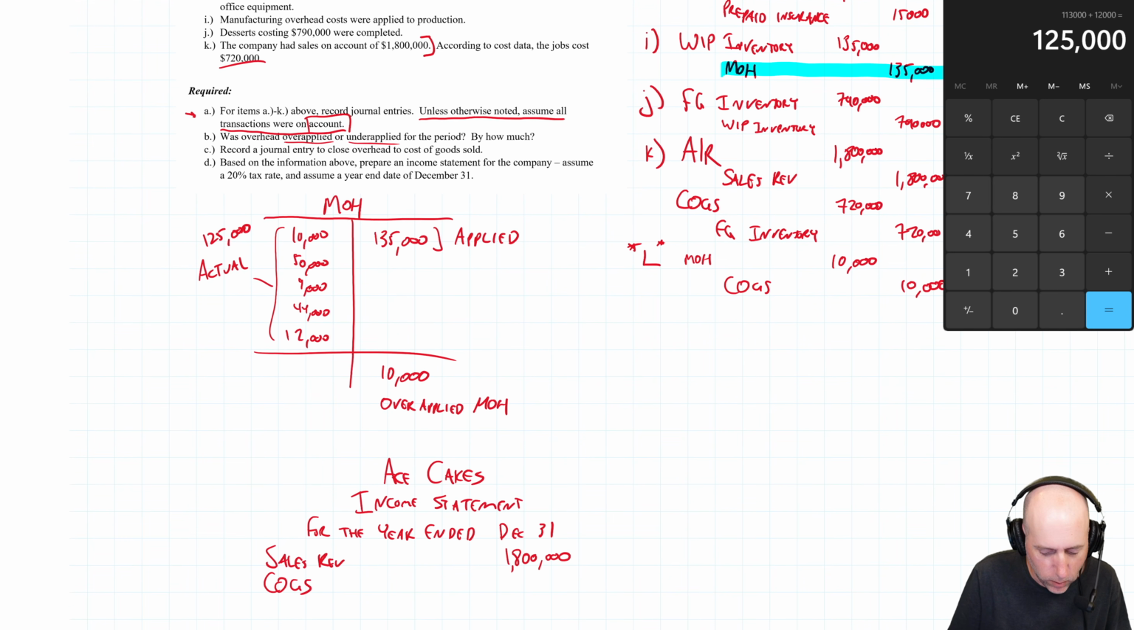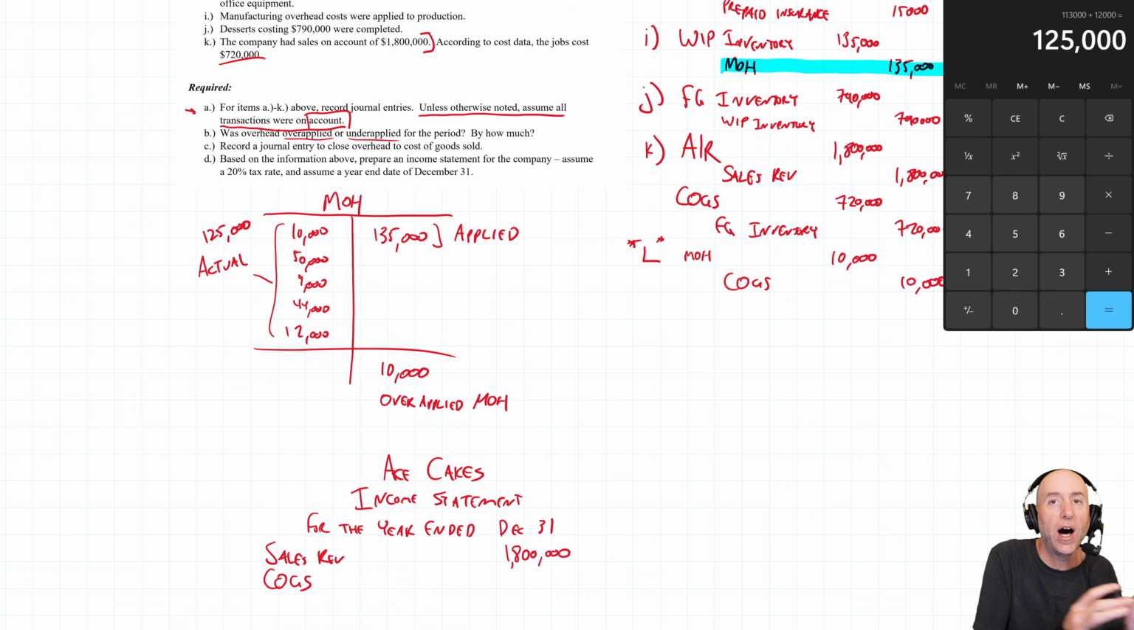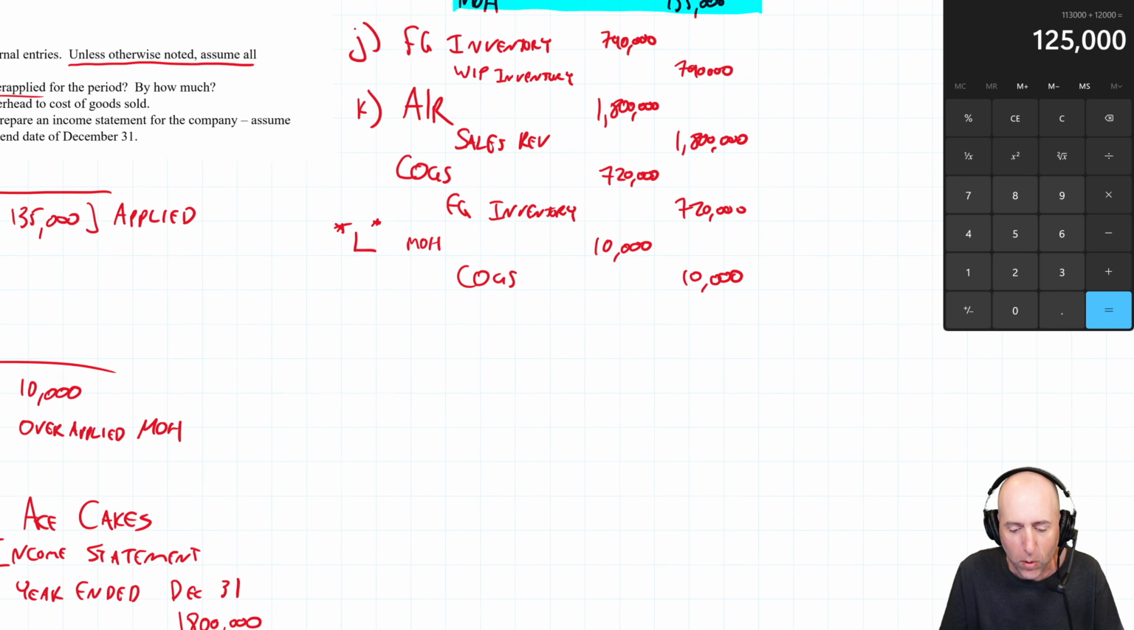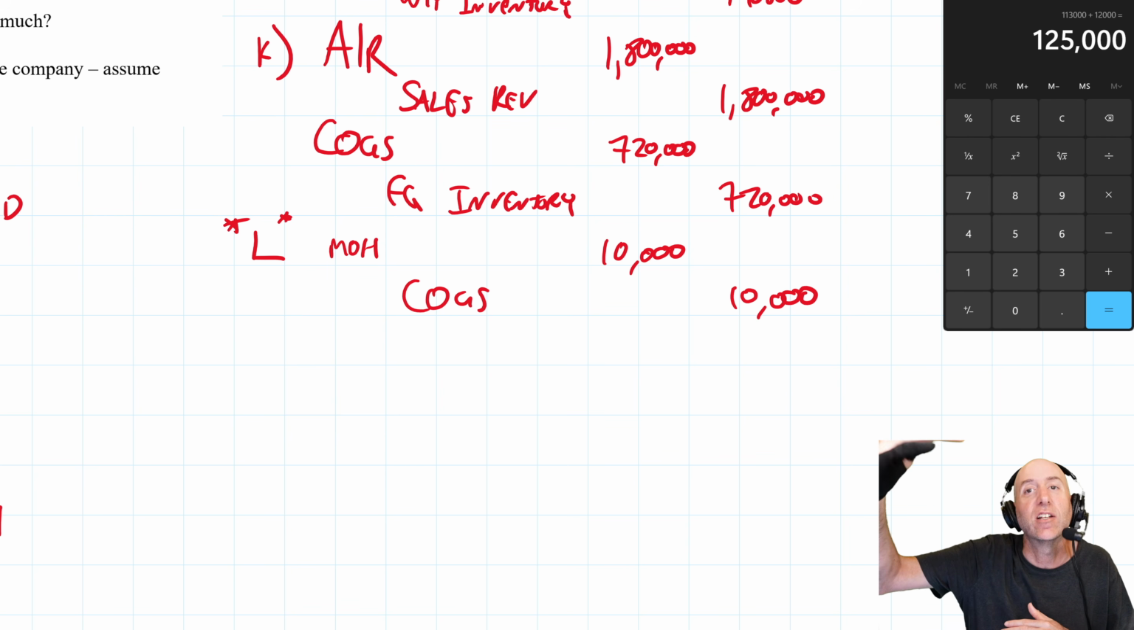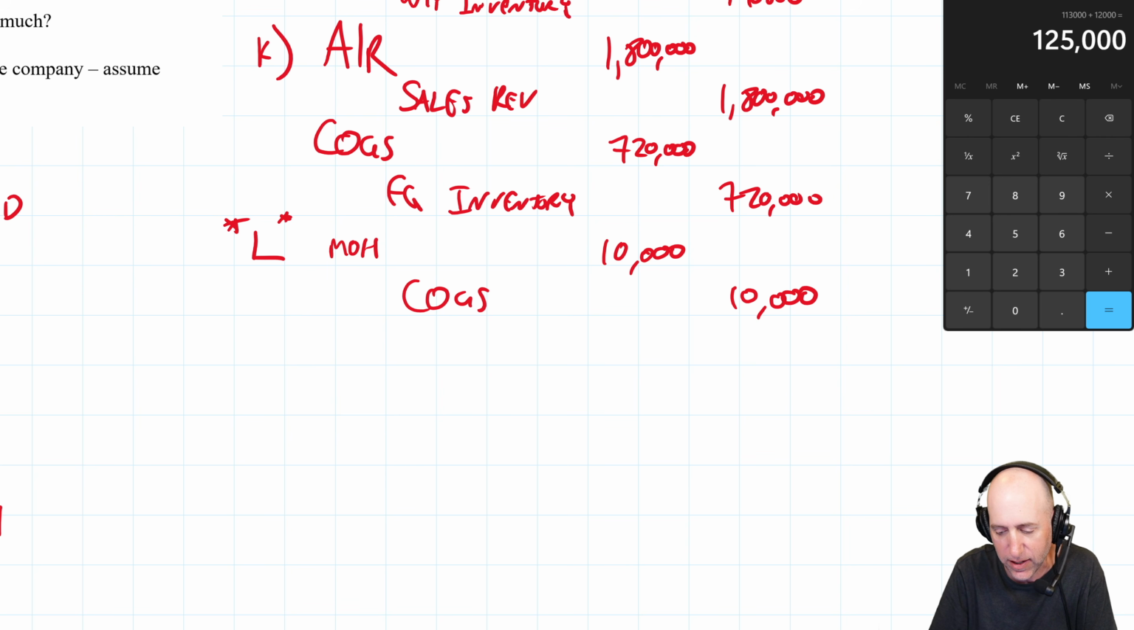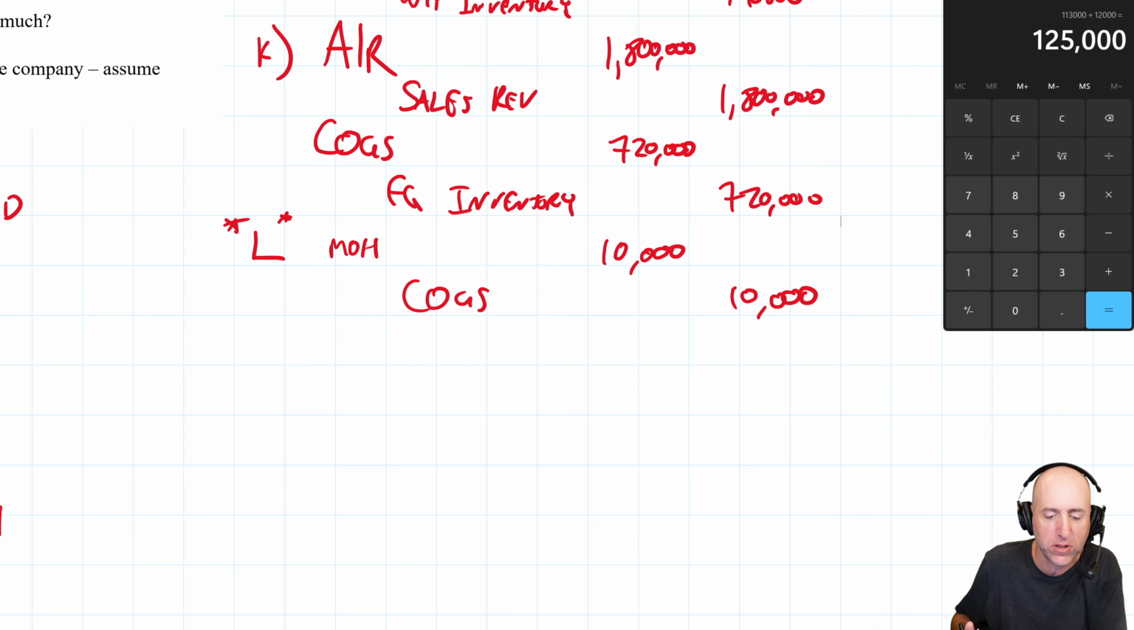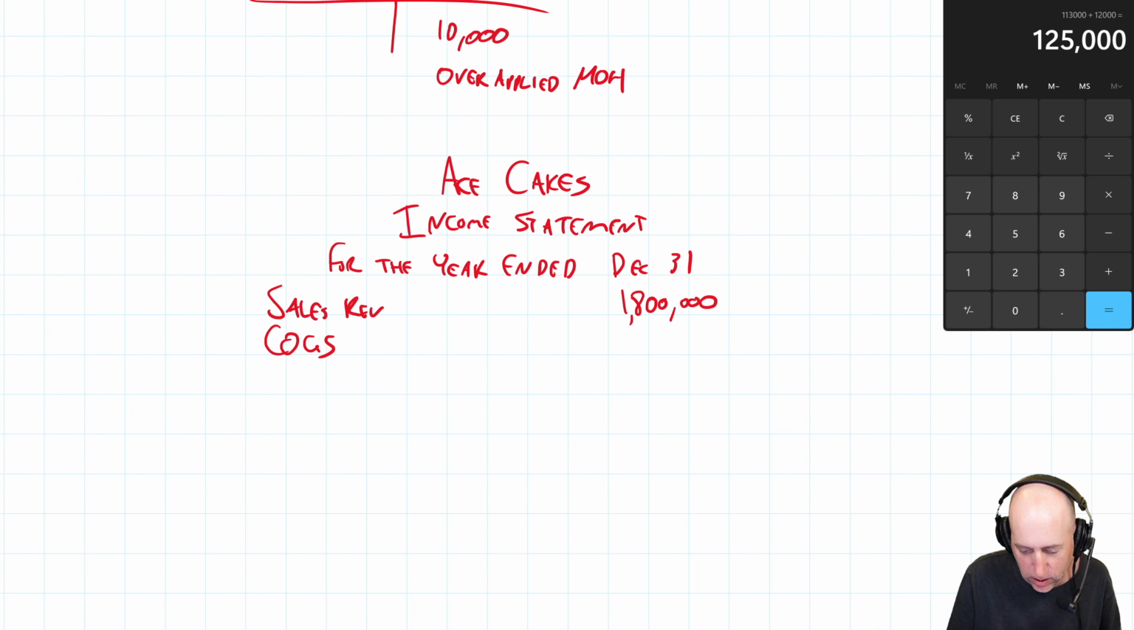Now, interestingly, we over-applied our overhead. Had we under-applied the overhead, we would have gone debit COGS and credit MOH, and we would have had to add to our COGS total. Here we're deducting $720 minus 10. Under different circumstances, under-applied overhead, you would be adding your cost of goods sold adjustment there. $720 minus 10, though, is $710. That's our cost of goods sold.